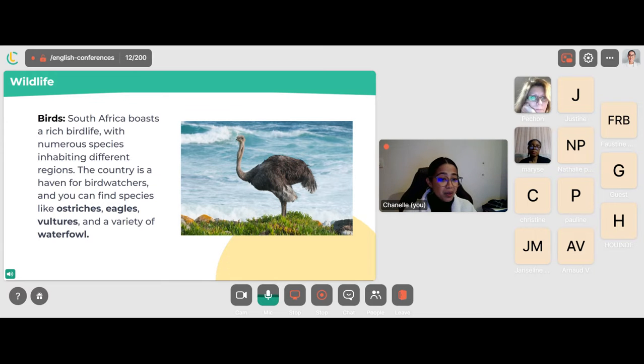South Africa is also home to a host of different bird life. South Africa boasts a rich bird life with numerous species inhabiting different regions. The country is a haven for bird watchers, and you can find species like ostriches, eagles, vultures, and a variety of waterfowl. So, on the right hand side, we have a beautiful image of an ostrich, one of the biggest land birds to date.